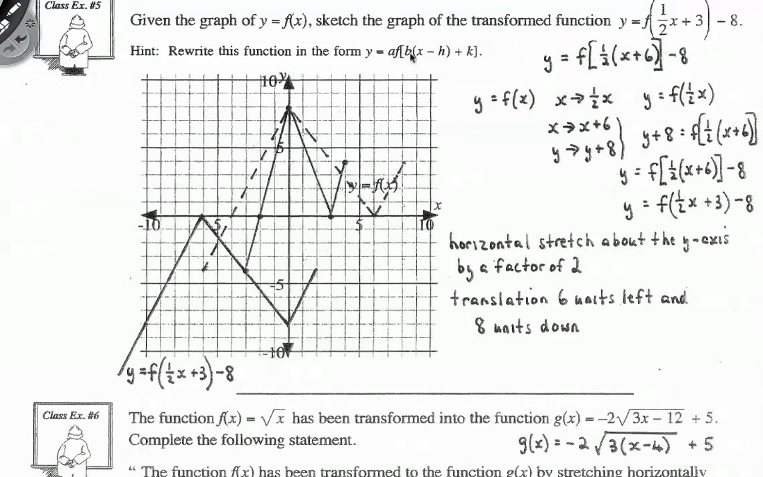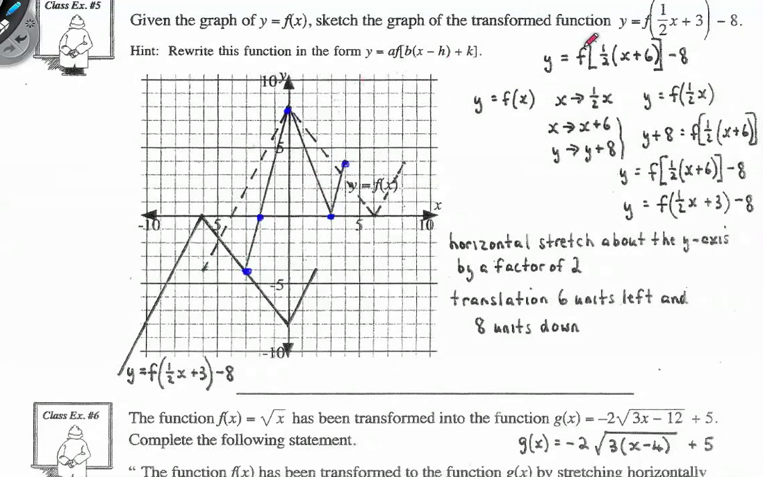Class example 5. Given y equals f of x, sketch the graph of the transformed function f of half x plus 3 minus 8. So the original function, I believe, is this line here. We can see it's this point, this point, this point, and finally all the way down here. So notice we're picking points on the x-axis. When it crosses the x or the y-axes, those are points to pick to transform, as well as endpoints, or any corners as the graph is drawn.